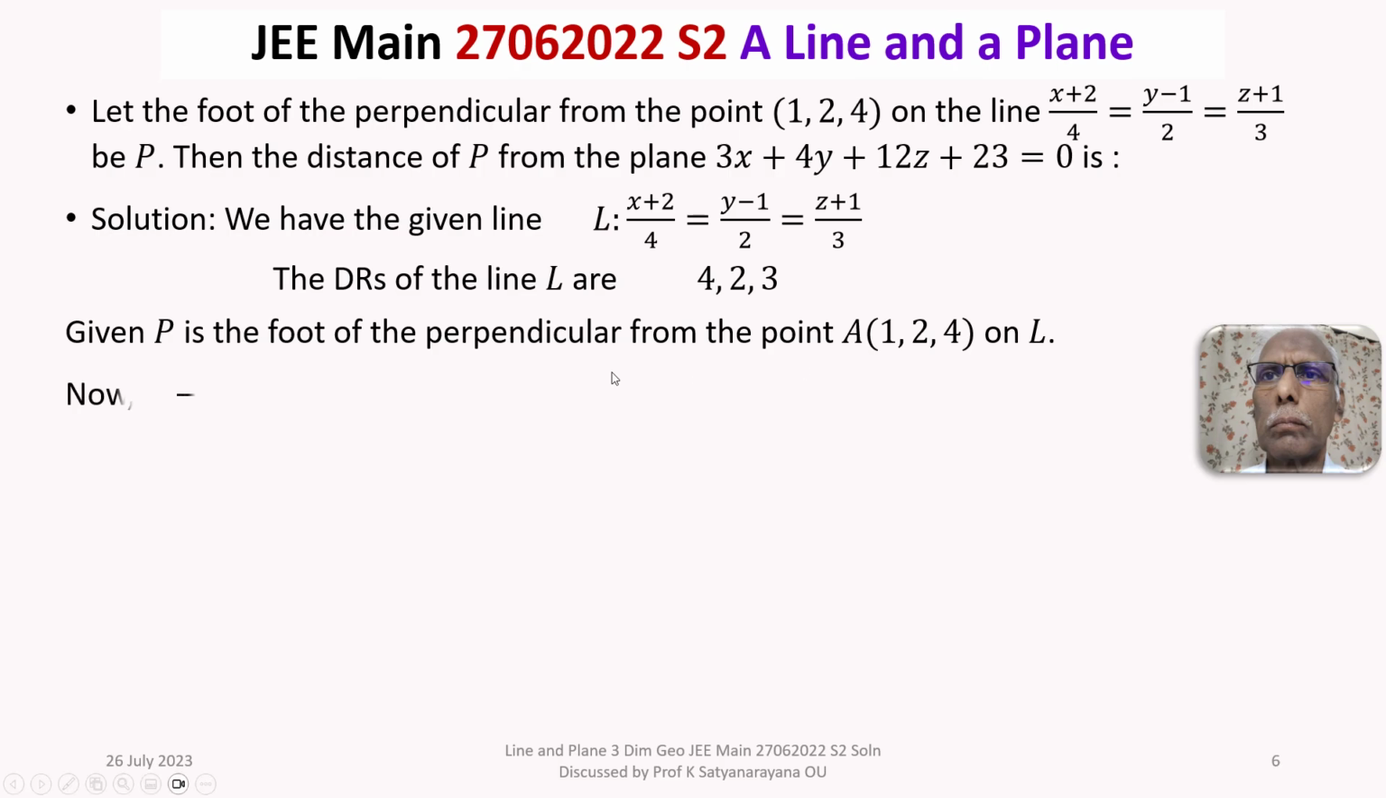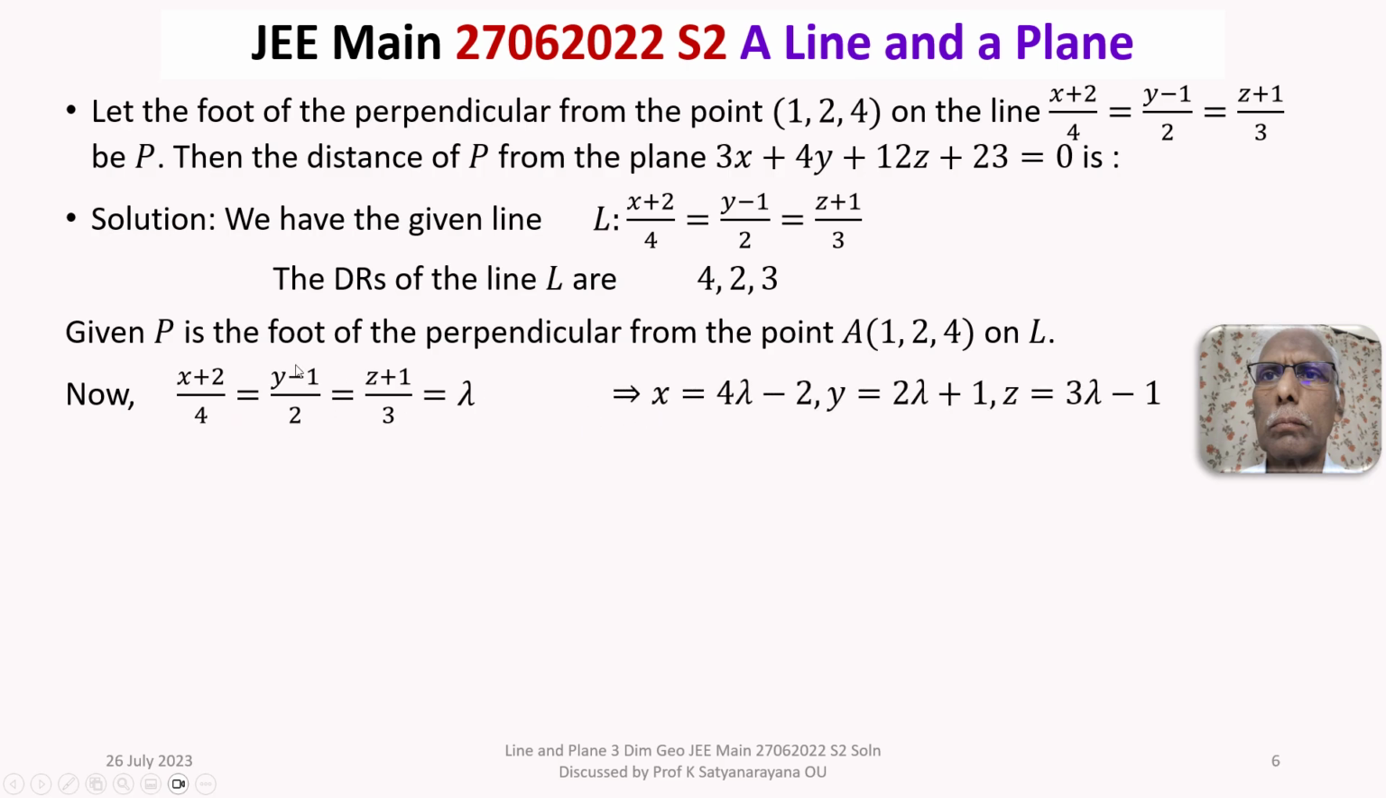Now we take the line, and the coordinates of any point on this line L can be obtained as follows. Equate each ratio to lambda: (x + 2)/4 = (y - 1)/2 = (z + 1)/3 = lambda. This gives x = 4 lambda - 2, y = 2 lambda + 1, z = 3 lambda - 1. So any point on this line L will have these coordinates.